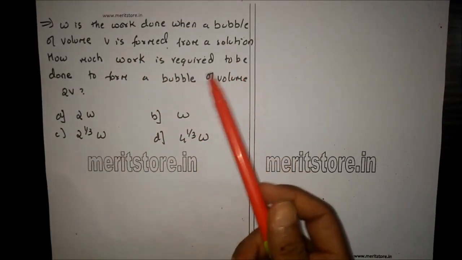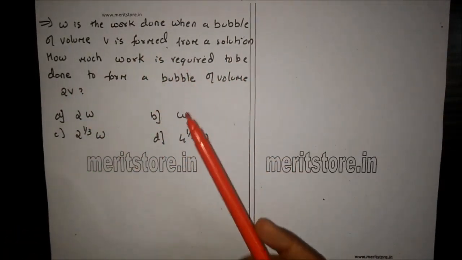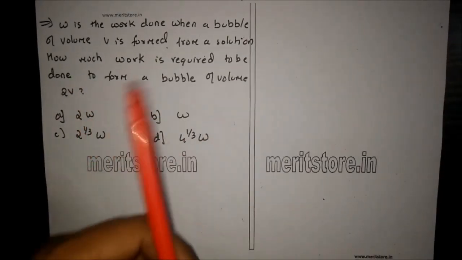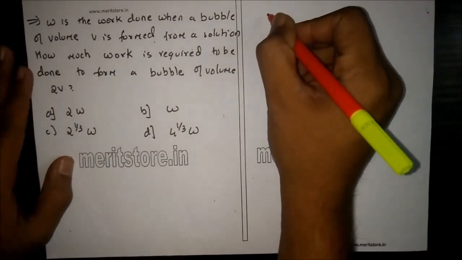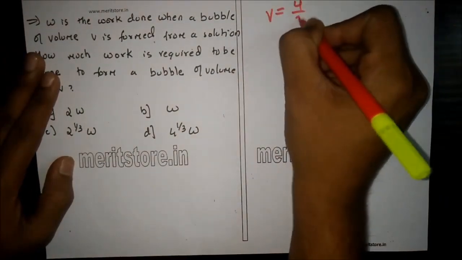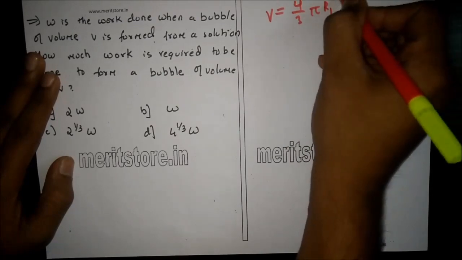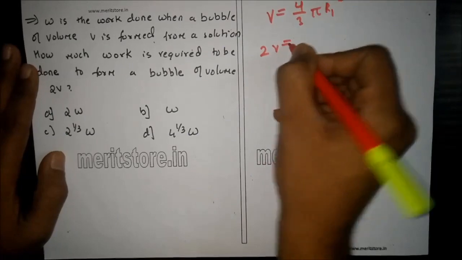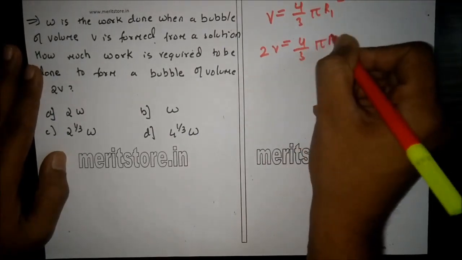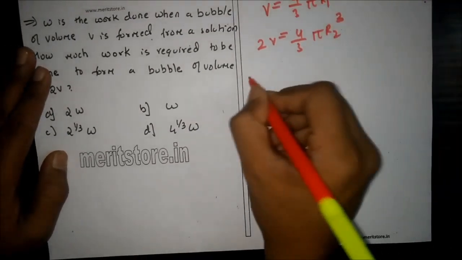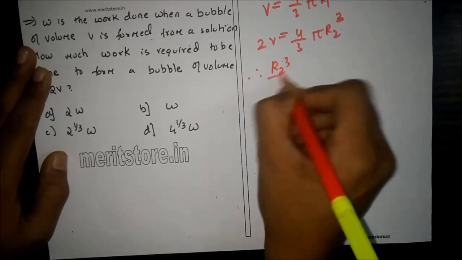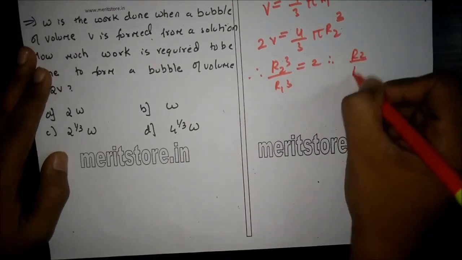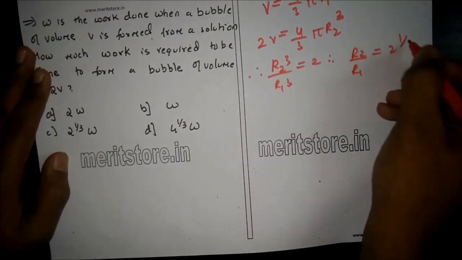If the work done when a bubble of volume V is formed from a solution is W, how much work is required to be done to form a bubble of volume 2V? Now, V, which is the volume, is equal to 4 upon 3 pi R1 cube. This is the volume of the first bubble. Now, for the second bubble, V is doubled. Therefore, 2V is equal to 4 by 3 pi R2 cube. Therefore, R2 cube upon R1 cube is equal to 2. Therefore, R2 upon R1 is equal to 2 raised to 1 by 3.